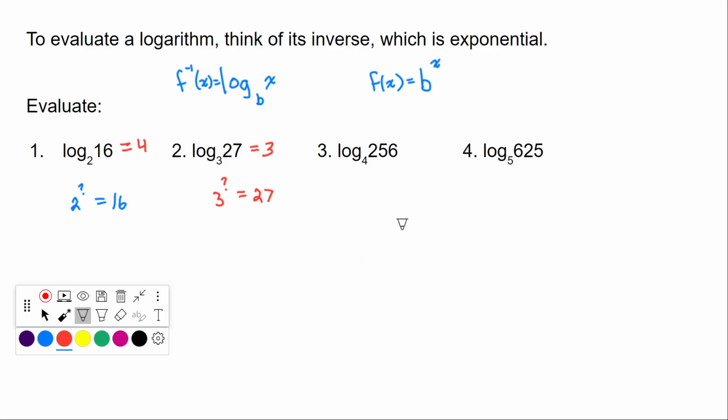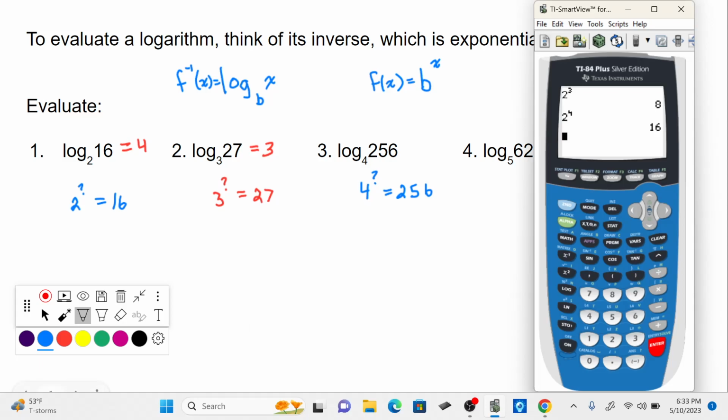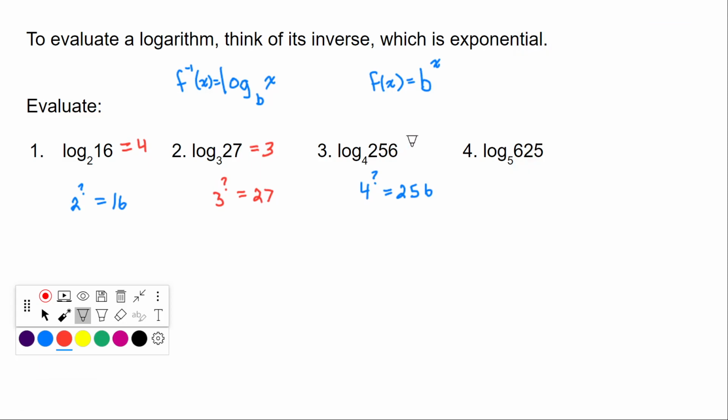Log base 4 of 256, again, thinking of it in terms of 4 to what power is going to equal 256. Well, let's take our calculator again and try 4 to the 4th power and just see what happens. So 4 to the 4th is 256. We got it on the first try there. So 4 to the 4th power is 256.